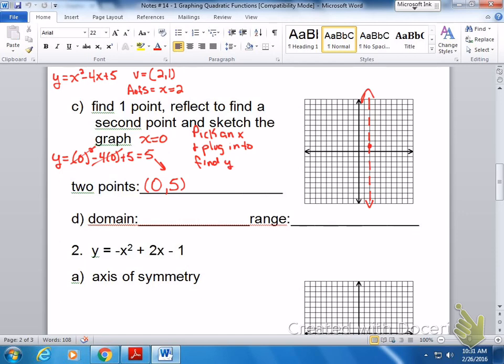Now we can plot that point. So I'm going to go over 0, up 5. 1, 2, 3, 4, 5. And I'm going to plot that point. Okay? Now the last step is we need to find that other point. And the way you do that is by using a reflection.